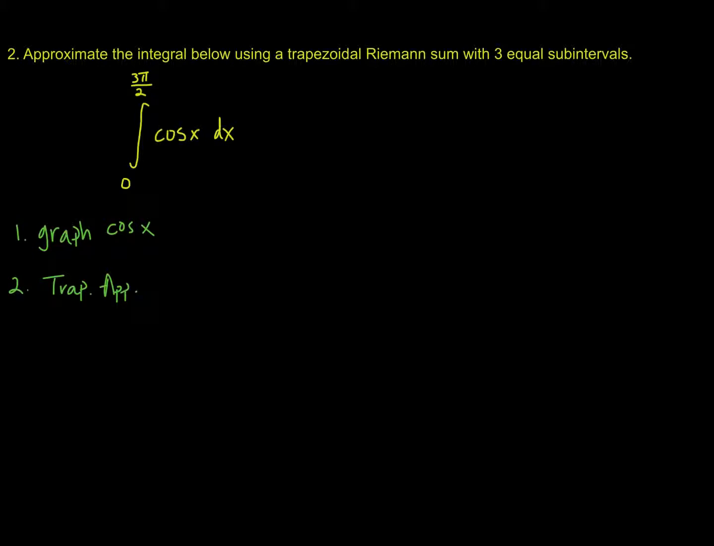All right, same strategy as before. I'm going to take a look at the graph of cosine x on this interval, and then I'm going to use a trapezoidal Riemann sum with 3 equal subintervals to approximate that area between the curve and the x-axis, being careful that what's below is subtracted away from what's above. And that will be my approximation for this integral.